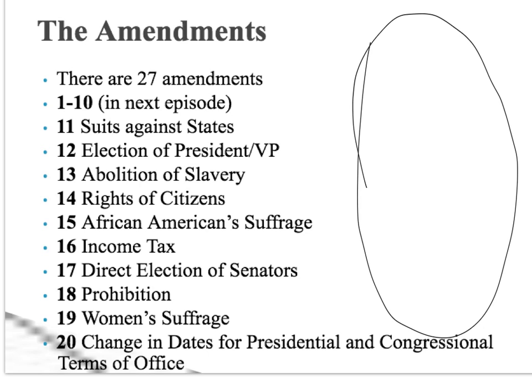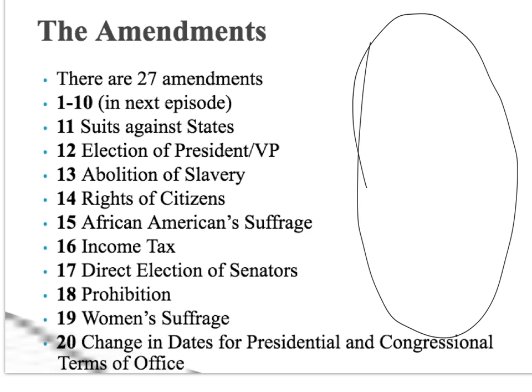Amendment 16 discusses income taxes. Amendment 17 lays out how we directly elect our senators. Amendment 18 was prohibition, meaning the sale and consumption of alcohol became illegal. Amendment 19 gave women the right to vote. Amendment 20 changed the date for presidential and congressional terms of office. Amendment 21, not on the screen, is the repeal of prohibition, meaning they took away the illegality of drinking if you were of age.